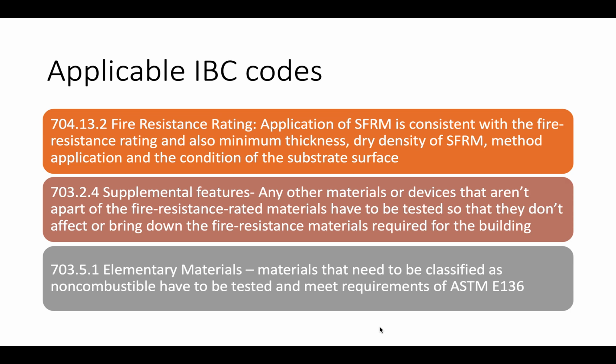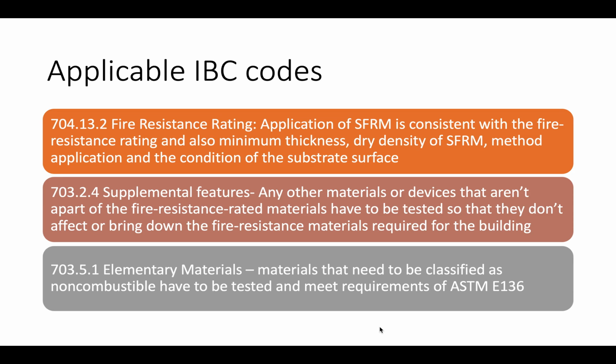704.13.2, which is fire resistance rating, is application of the sprayed fire resistant material, or SFRM, consistent with the fire resistance rating, minimum thickness, dry density, and then method of application and condition of the substrate surface before you apply it. 703.2.4 is supplemental features, and it says pretty much any other materials or devices that aren't a part of the fire resistance rated materials have to be tested so that they don't affect or bring down the fire resistance materials effectiveness required for the building.